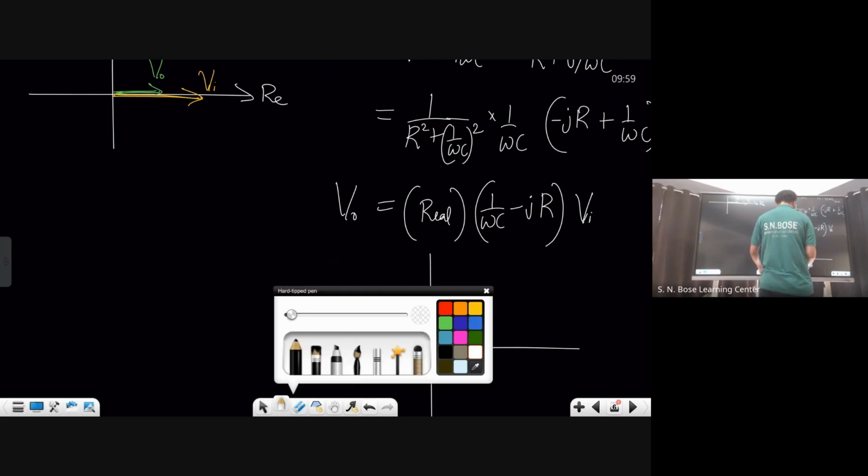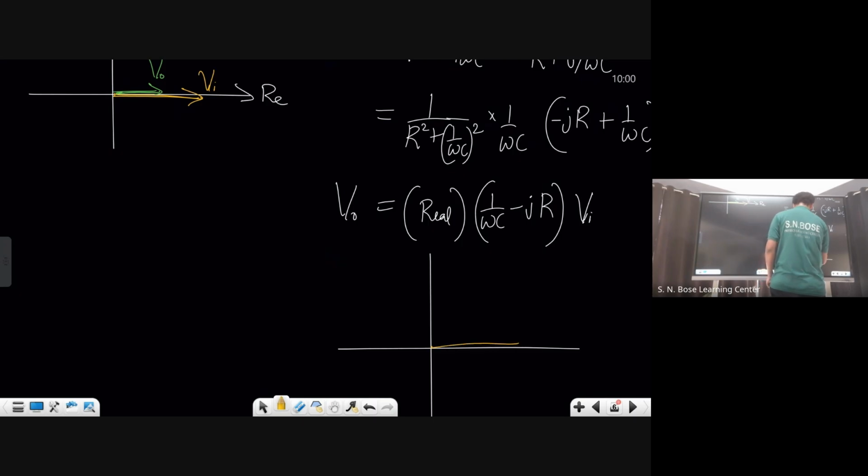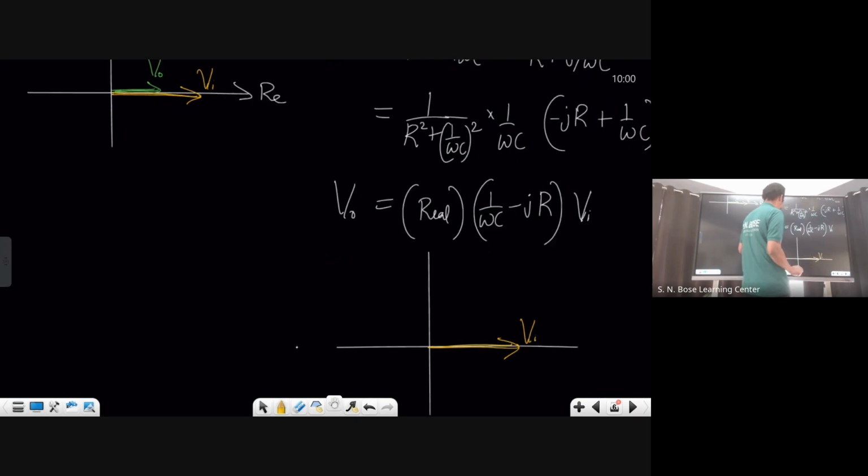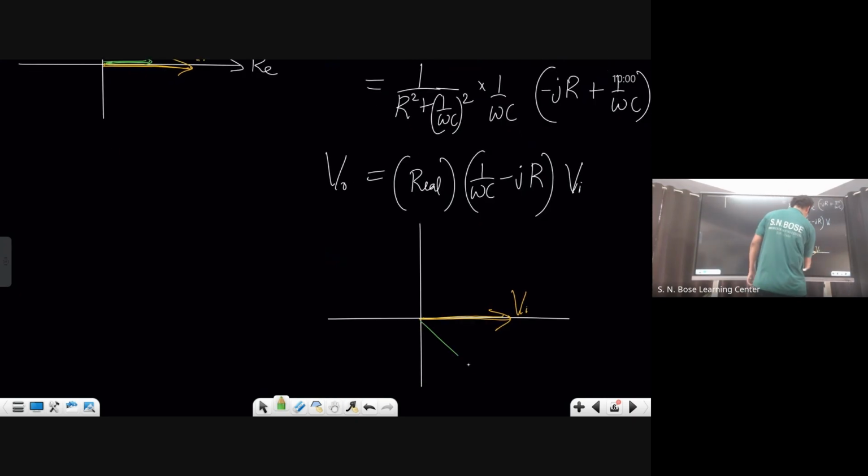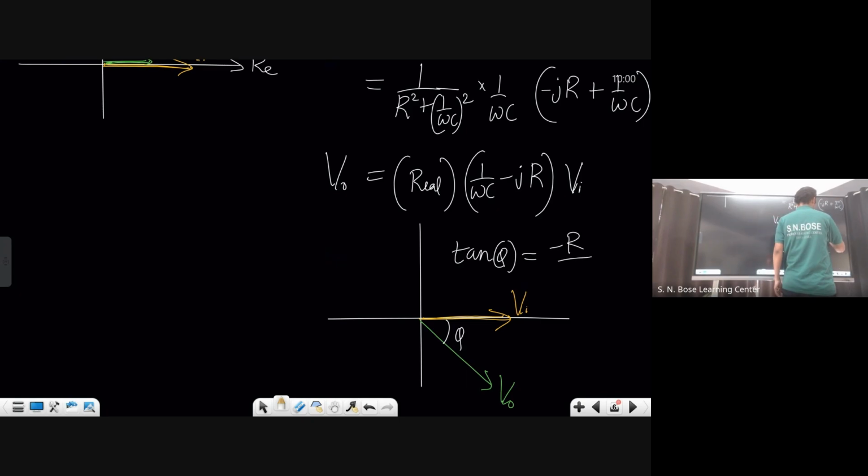If I want to go accurately, what is this one? If this is my VI, okay, this V naught goes somewhere here. Am I right? V naught goes somewhere here. You got a point. This negative imaginary value. You just take VI and this real part. Okay, you club them together. Fine. So that phi, you got a point. That phi, tan of that phi, that's equal to what is it? Imaginary part minus R divided by 1 by omega C. Am I right? Like that.